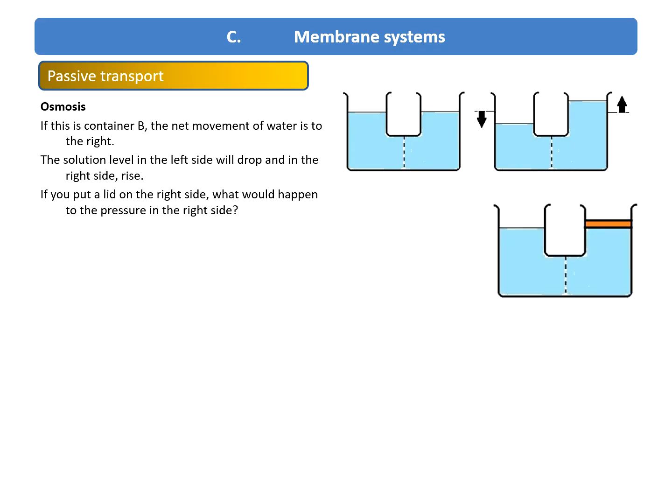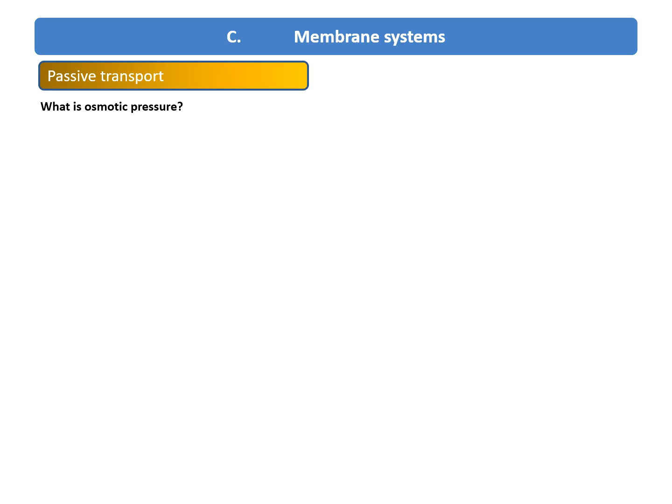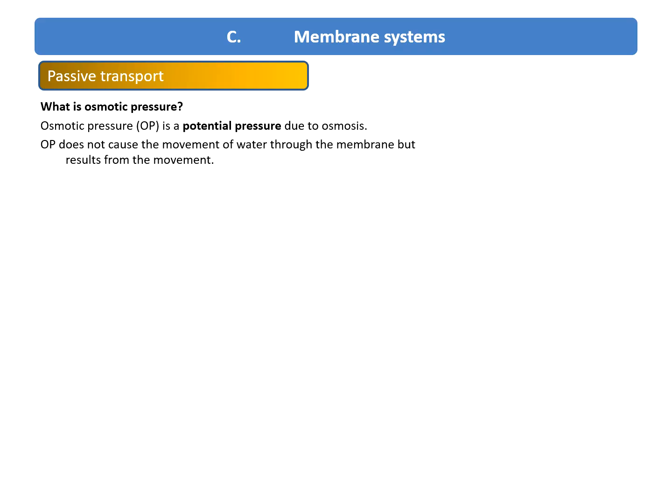If you put a lid on the right side, what would happen to the pressure on the right side? Pressure would build up. This pressure is osmotic pressure, OP. What is osmotic pressure? Osmotic pressure is a potential pressure due to osmosis. Osmotic pressure does not cause the movement of water through the membrane, but results from the movement. Osmotic concentration refers to the solute concentration.